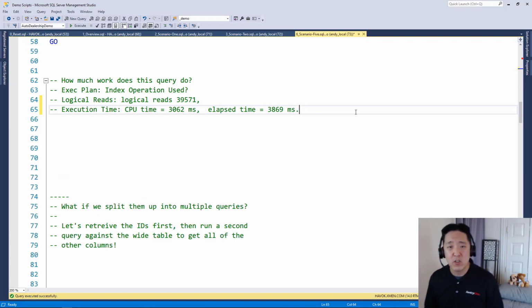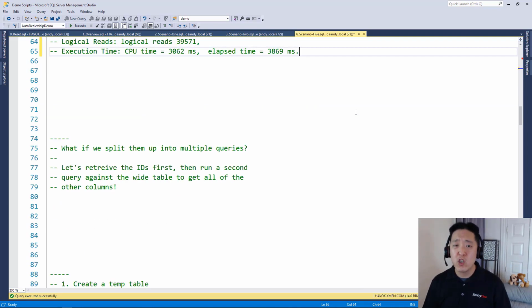So again, I have that person who comes along and says, you know what, we should split these up into multiple queries. We should only go into this table, get all the IDs for all of a given model name, and then we should go back to that table once again to get everything else. Because it's inefficient to scan the entire table, right? So let's retrieve the IDs first, then run that second query against the same table to get all of the columns. So that's what this looks like.